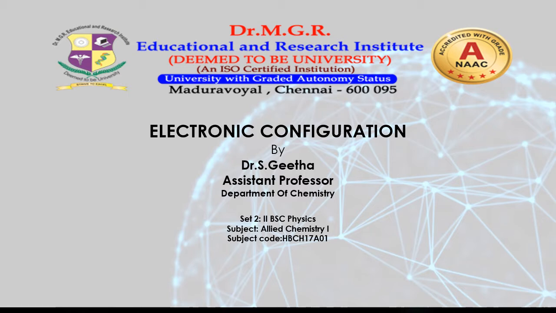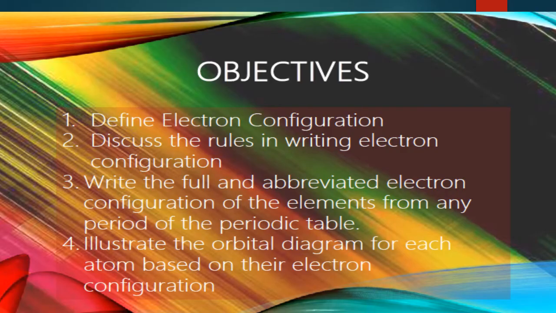I'm going to discuss electronic configuration of an atom. In this presentation, I'm going to discuss electronic configuration of an atom and the rules in writing electron configuration, the full and abbreviated electron configuration of the elements from the periodic table, and the orbital diagram for each atom based on their electron configuration.